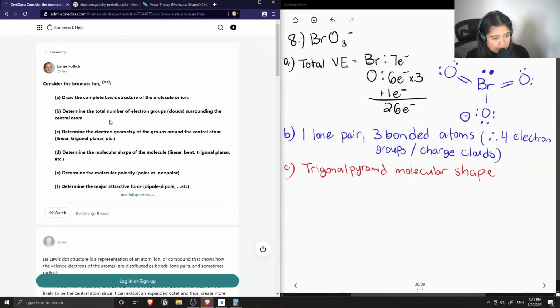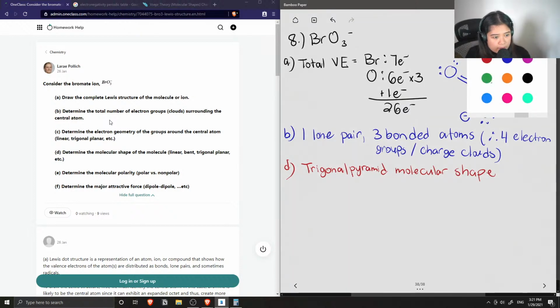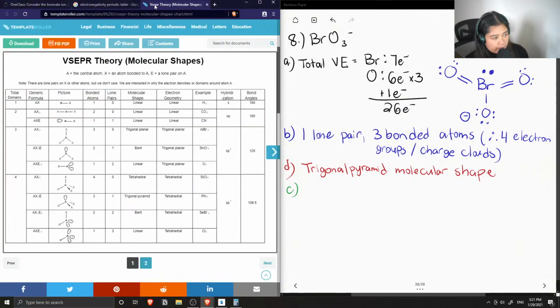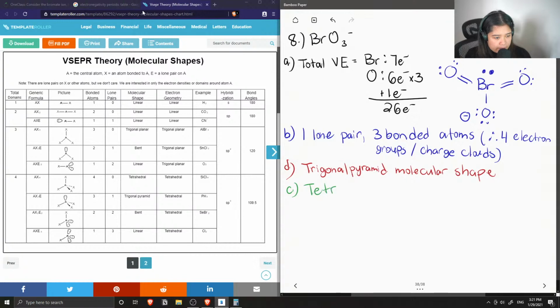Okay, so that's for part D. And part C is looking for the electron geometry. So again, using our VSEPR table, we'll see that it is a tetrahedral electron geometry. So I just wrote out the molecular shape first. So we have trigonal pyramid molecular shape and tetrahedral electron geometry.